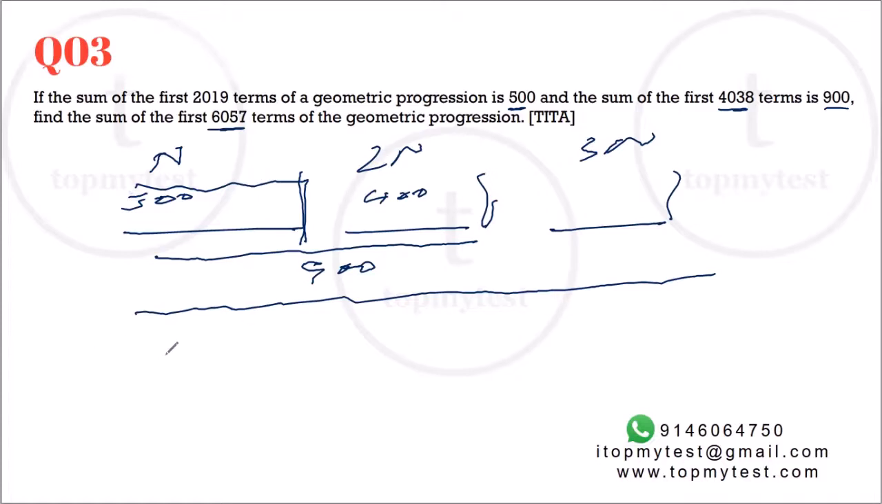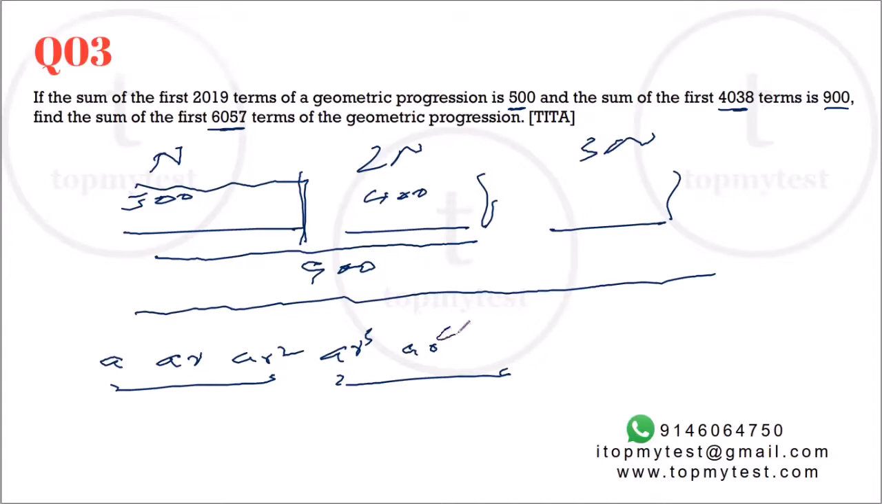Think about a geometric progression. Suppose you take 3 terms, a, ar, ar square. If you take the next 3 terms, ar cube, ar to the power 4, ar to the power 5. What you will see is that if you take r cube common, this will be a, ar and ar square, which is the same as the previous one.